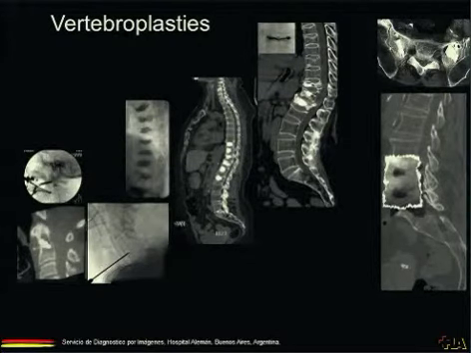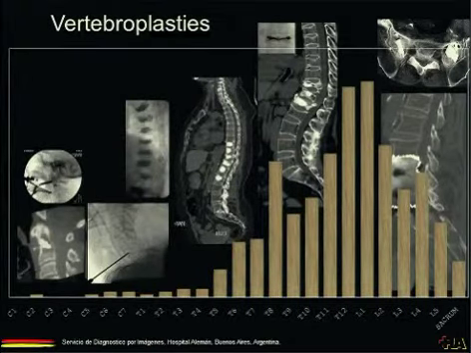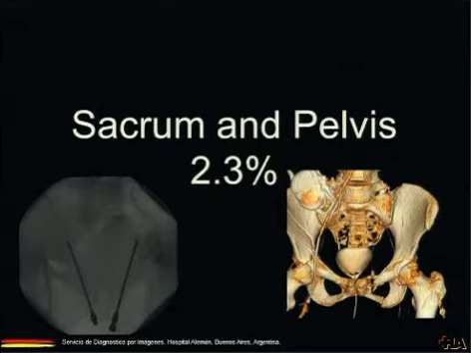Among all the different sites of vertebroplasties, the pelvis, the sacrum and pelvis, accounts for 2.3% of all the fractures we've treated.